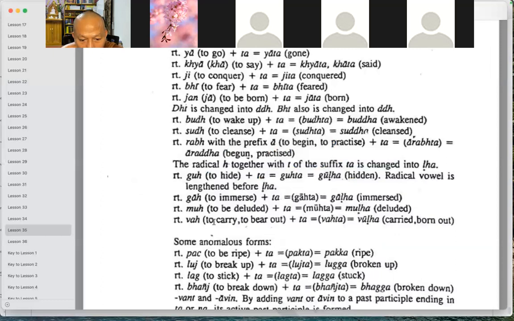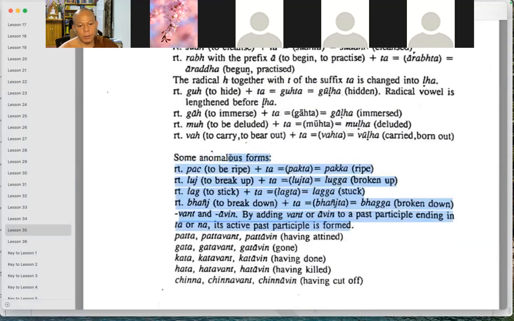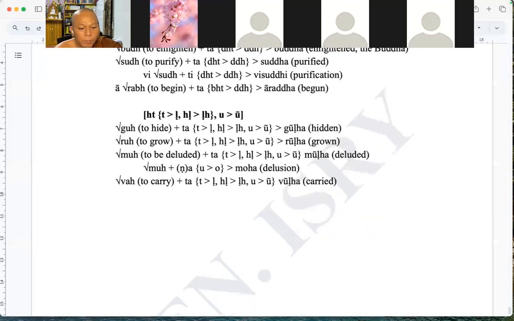And then next, some anomalous forms. Instead of the common way, these are irregular, anomalous forms. So rubaj. Rubaj means to cook, and the past participle da.